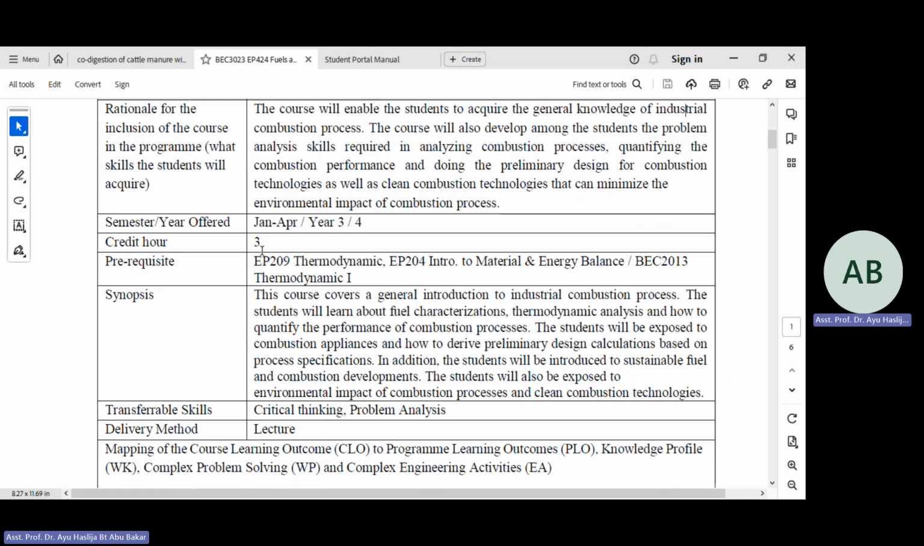That's why for this course, the prerequisites I put here are thermodynamics and intro to material and energy balance. But for energy, did you take material and energy balance? No? Thermodynamics, you took it? Because you will need to extract information from the thermodynamic table. Material and energy balance, this one is just a simple one.